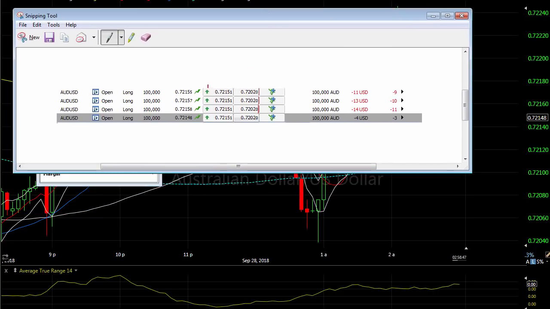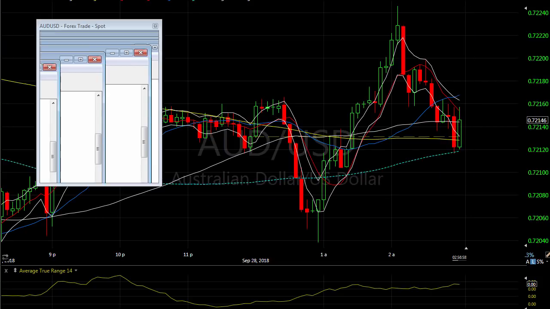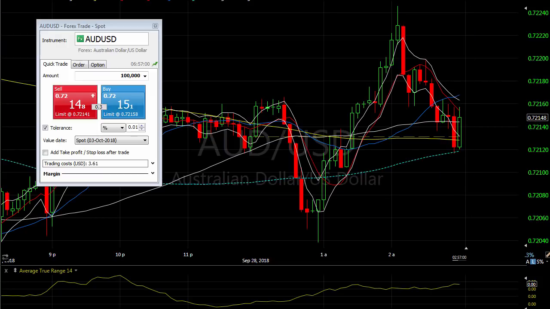So I've just gone long, all at 15. There you can see, and the stops are at 72.02. So there we go. So I've gone long there at 72.15. Stops at 72.02.